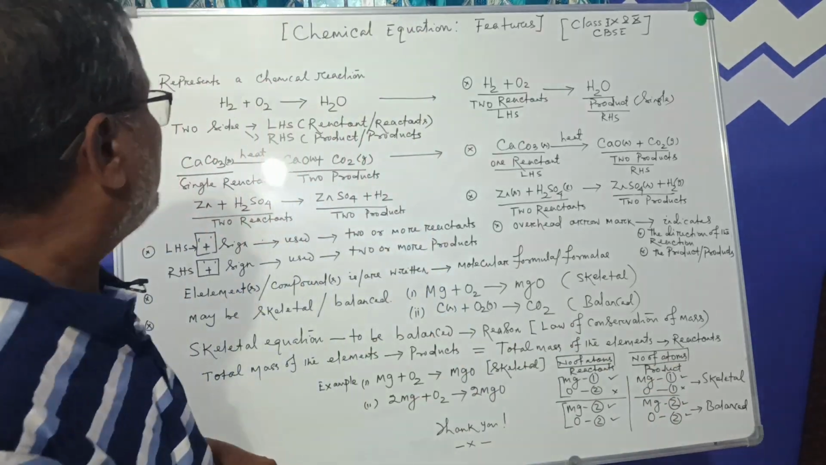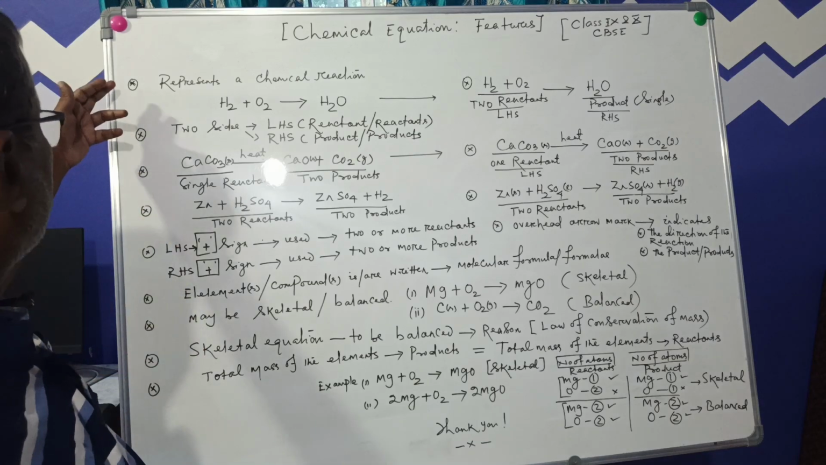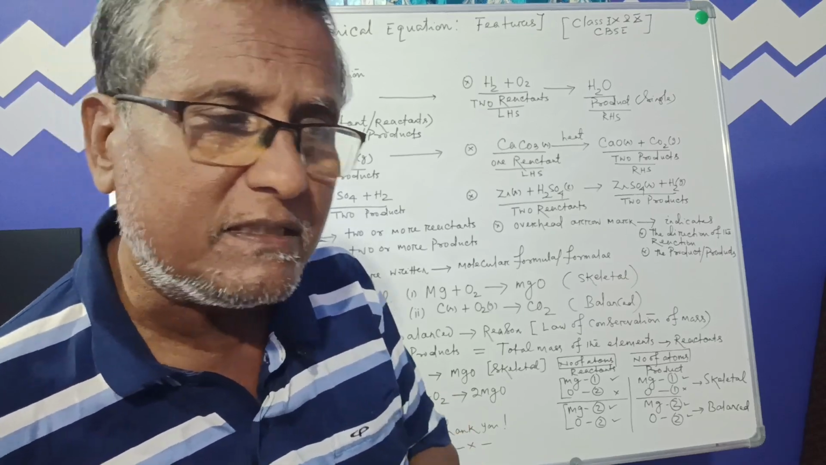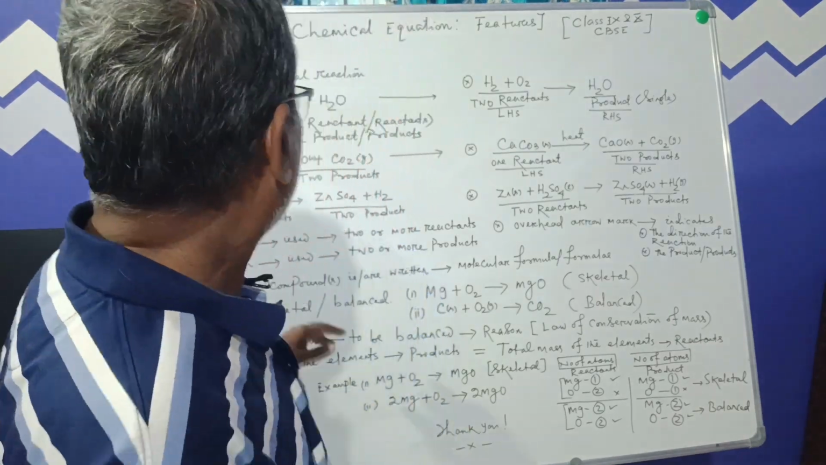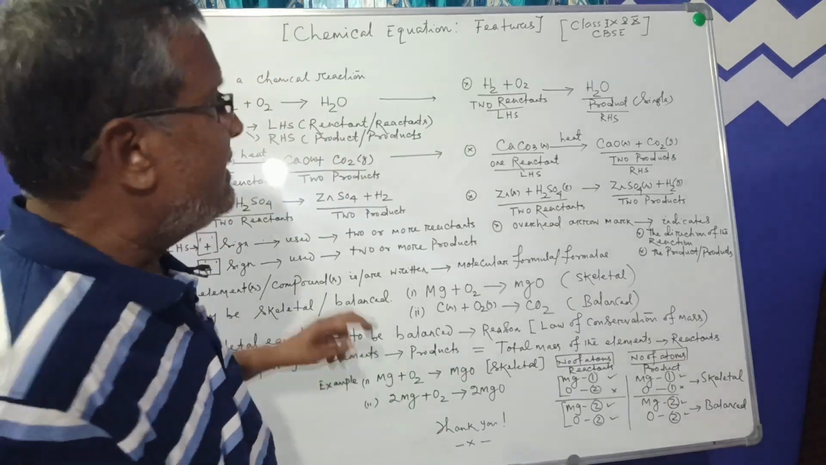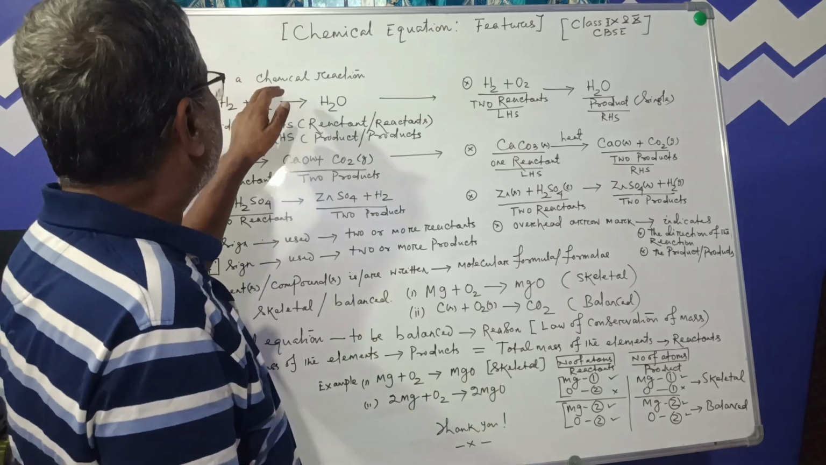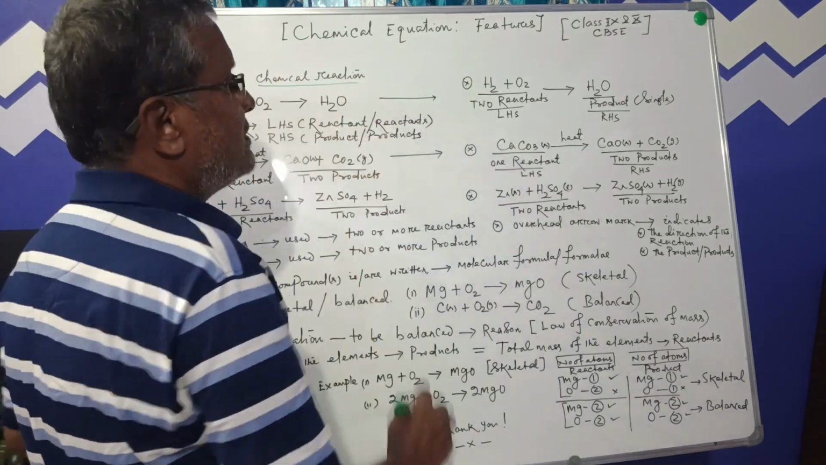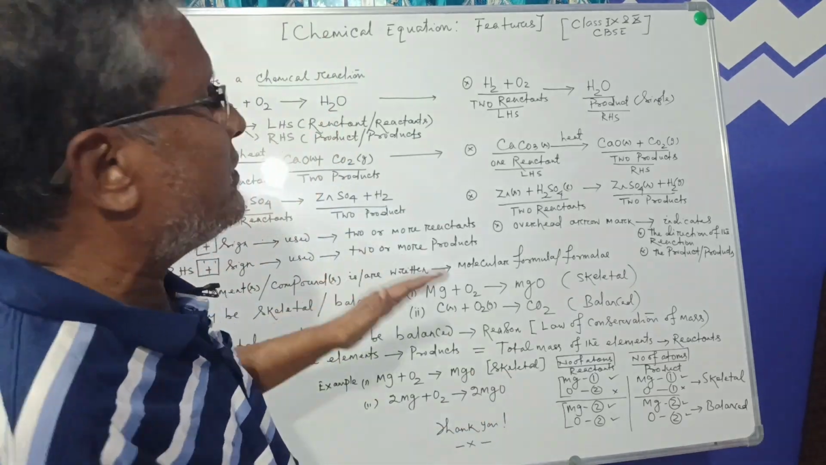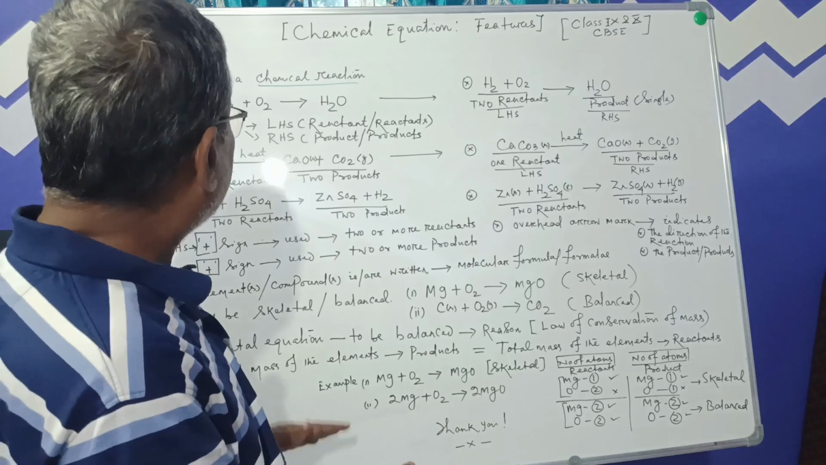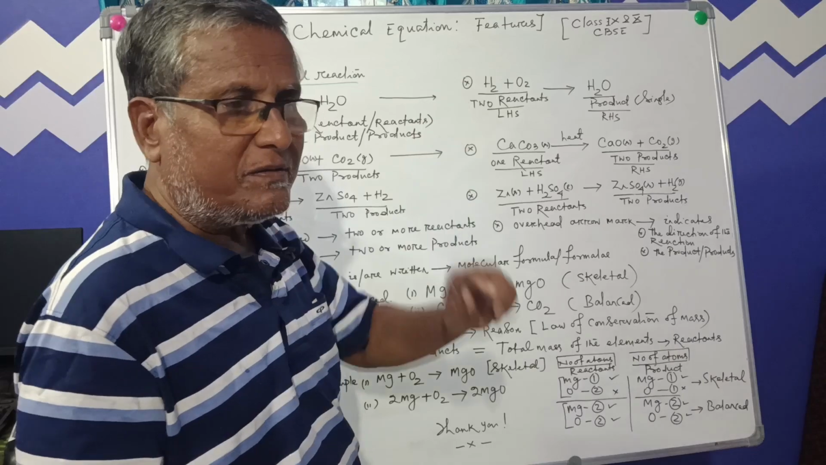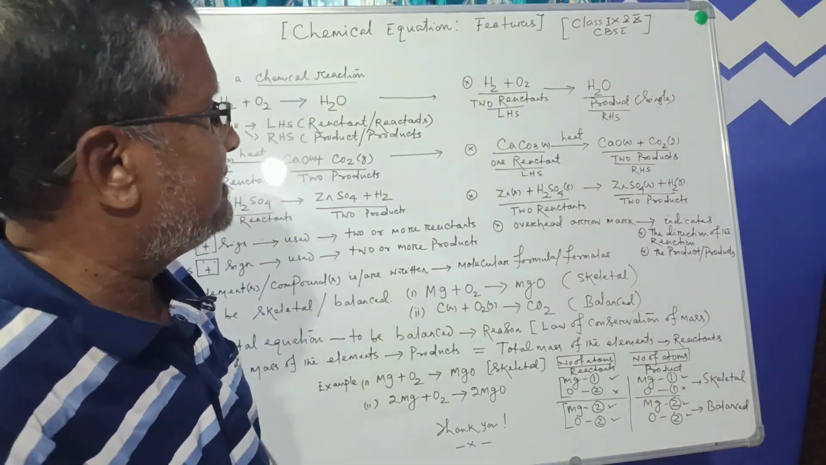Okay, so we have taken some examples. So these are the bullet points you see, and this pattern is followed in CBSE examination. Please be sure. Okay, so a chemical equation, simply you can say it represents a chemical reaction. So a chemical reaction is represented or expressed or written by a chemical equation. This is a very simple logic.